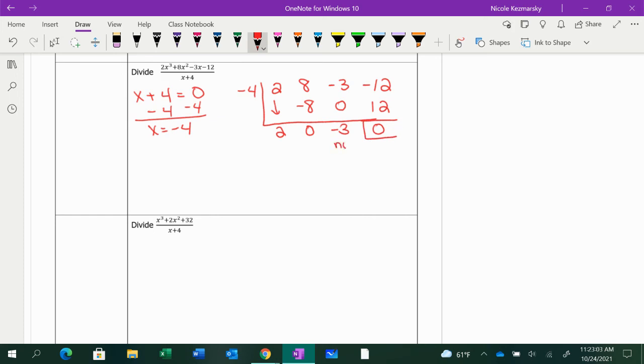The negative 3 is going to be our constant, or not have an x. The 0 has the x. And this time, because we've got an extra number, that's going to be x squared. So our answer is going to be 2x squared plus 0x minus 3, or just 2x squared minus 3.